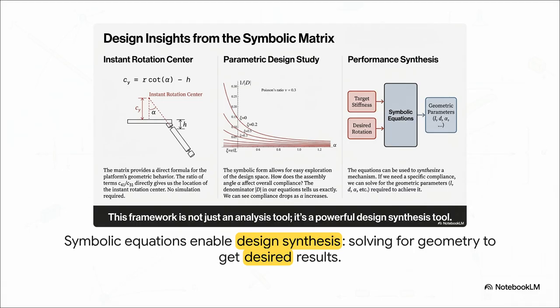Because our final model isn't just a number, it's a symbolic equation. We can do some incredible things. We can instantly find the platform's center of rotation. We can play around and ask what-if questions. Like, hey, what happens to the compliance if I change the leg angle? But even better, we can do what's called synthesis. We can work backwards. We can literally say, I need the platform to move in this exact way, and then solve the equations to find the precise dimensions you need to build it. That is a game changer.